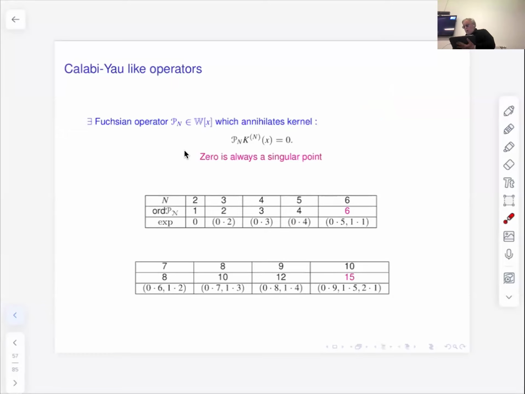a new Jordan block appears with eigenvalue 1. So we have 0, 0, 0, 0, 5, this Jordan block and this one. For n equal to 7, we have a second block with unity on the diagonal. We have 2 times 2, and then 3 times 3, and 4 times 4, up to n equal to 9.